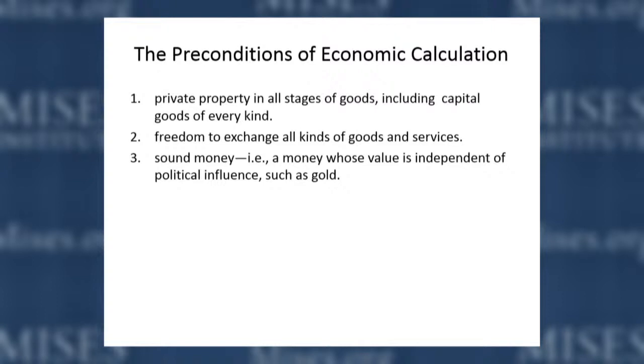Right? And finally, there has to be a sound money. That is, there has to be a money whose value is not controlled by politicians. Now, socialism abolishes all three of these things, okay? And therefore, it makes economic calculation impossible, and therefore, it makes a rational allocation of resources, rational use of resources, impossible.